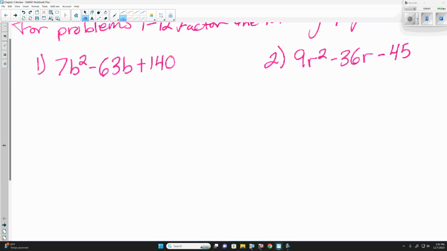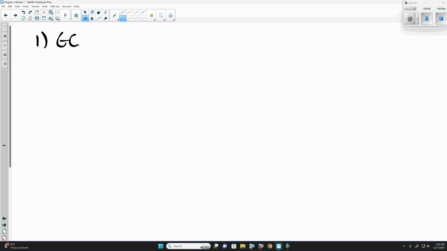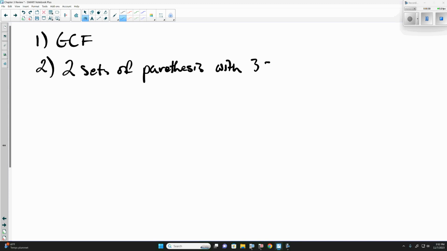Now, the first step in factoring is greatest common factor. We factor out a greatest common factor. The second step is two sets of parentheses with three spaces. The third step is to find the signs.